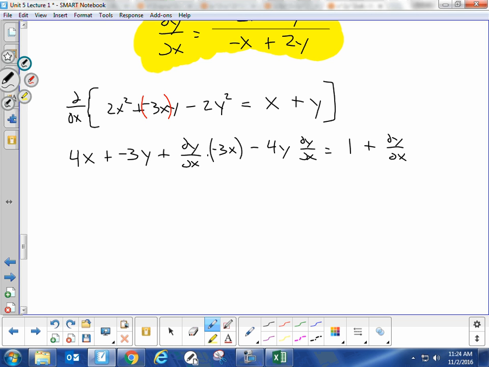Go one step at a time. Be careful, be neat, make sure we're subtracting, make sure we're adding, make sure we're keeping track of every single term that we have. And we're solving for dy/dx. Again, we have the product rule here.